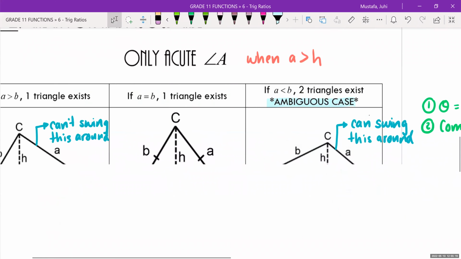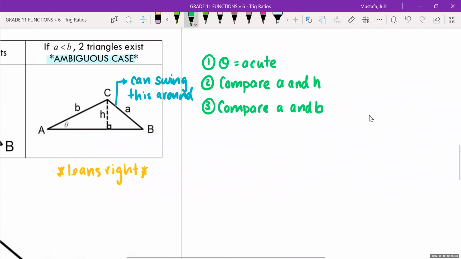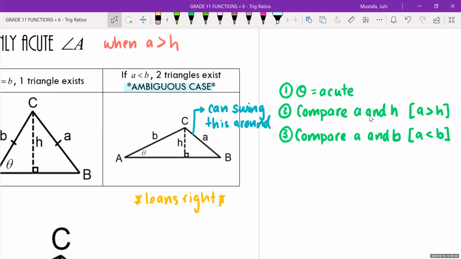So it has to be acute, theta has to be acute. Step number two, you compare A and H, and A has to be bigger than H. And then step number three, you compare A and B. So I'll just write over here, A is greater than H. And then you compare A and B, and A has to be smaller than B. And by the way, the triangle has to be a side length, angle triangle. So when all of these situations line up, it's acute, A is greater than H, and A is less than B, then it is considered to be an ambiguous case.